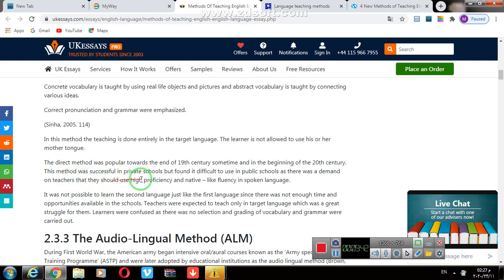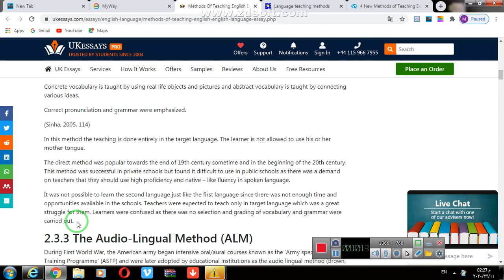This method was successful in private schools, but found it difficult to use in public schools as there was a demand on teachers that they should use high proficiency and native-like fluency in spoken English. So it was somehow more successful in private schools than in public schools. It was not possible to learn the second language just like the first language since there was not enough time and opportunities available in the schools. Teachers were expected to teach only in the target language, which was a great struggle for them.